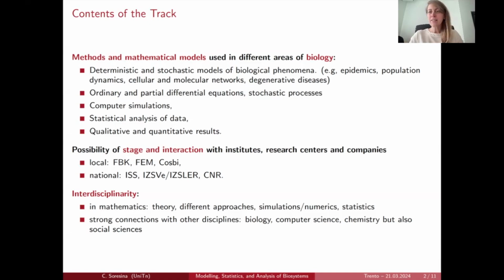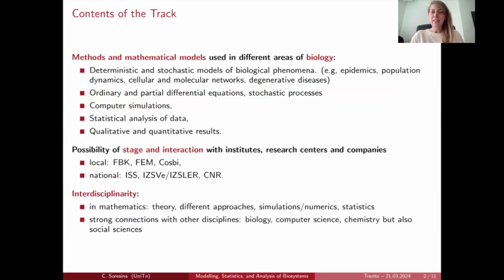interfaces different areas, so theory, simulations, and data analysis. In particular, we are going to see, for instance, ordinary and partial differential equations and stochastic processes. We are going to exploit computer simulations and also go back to the biological problem and to the data. So the statistical analysis of the data. The goal is to combine these three aspects to obtain qualitative and quantitative results and insight on the biological phenomena.